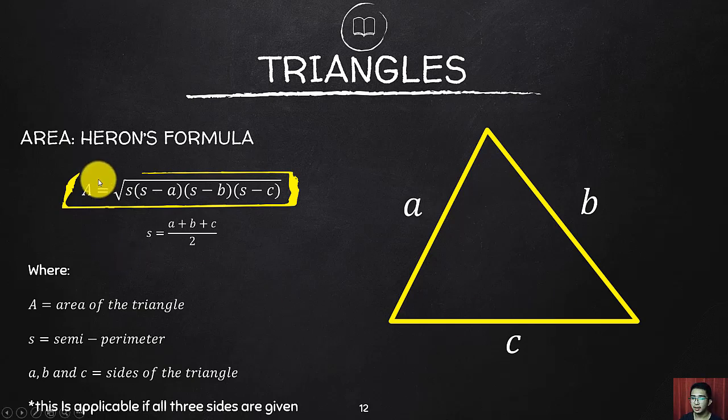So this is the formula: A is equal to the square root of s times (s minus a) times (s minus b) times (s minus c), where s is the summation of all of the side lengths divided by 2, or the semi-perimeter, because it's half the perimeter. This formula will give you the area of the triangle. Take note, given all of the sides. So I've presented three formulas which you can use to solve for the area of a given triangle. Let's try to apply that here.